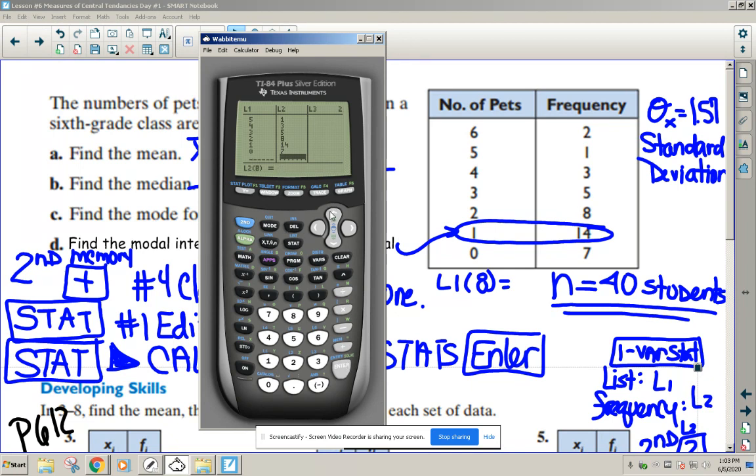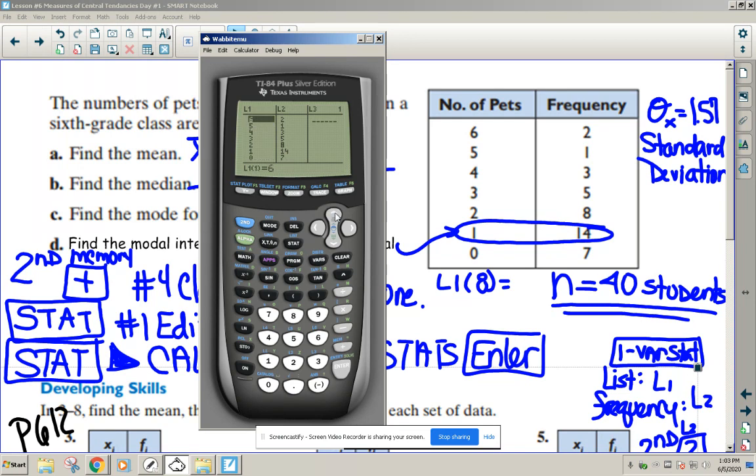Now, you always want to double check your list, so you go up and check your ordered pairs: 0, 7, and you can even move your bar back and forth, because if you typed anything wrong, all you have to do is put this black bar on what you typed and you can fix it. The next ordered pairs are 1, 14; 2, 8; 3, 5; 4, 3; 5, 1; 6, 2.